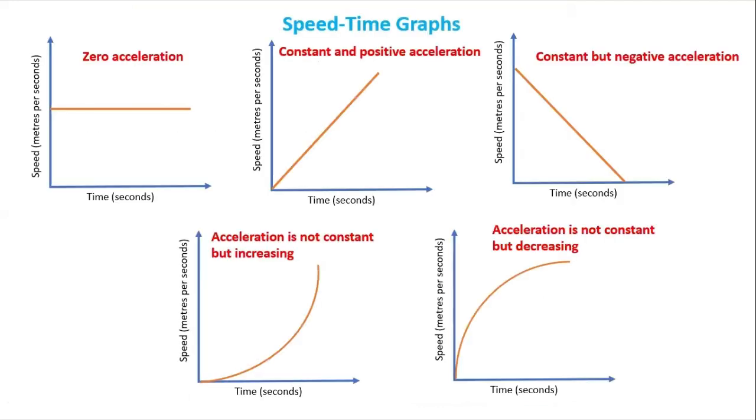So, speed-time graphs: these are the shapes of speed-time graphs, with speed in meters per second and time in seconds. A horizontal line is for zero acceleration, a slanted line is for constant and positive acceleration, and a slanted downward line is for constant but negative acceleration. A curve going upward means acceleration is not constant but increasing. A curve going the other way means acceleration is not constant but decreasing. So these are the shapes of the speed-time graphs when we talk about acceleration.